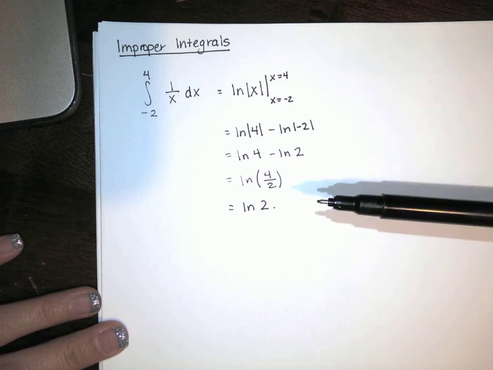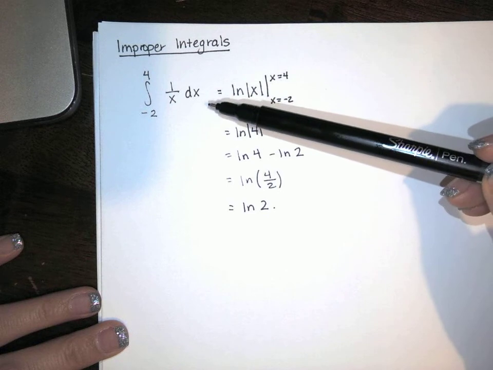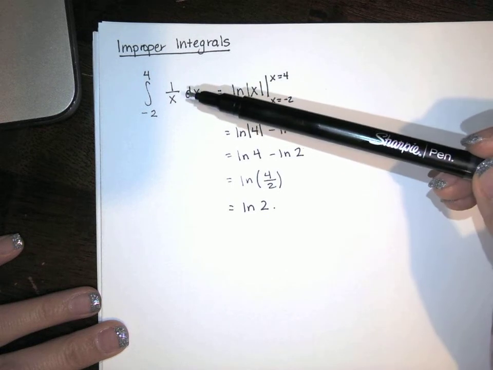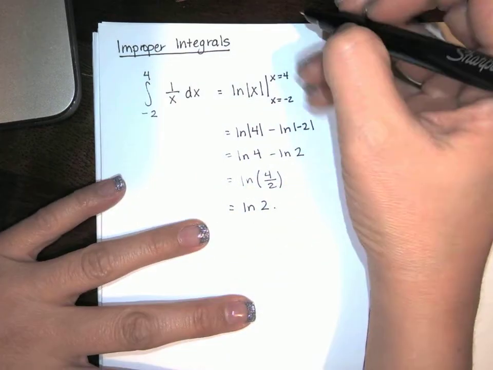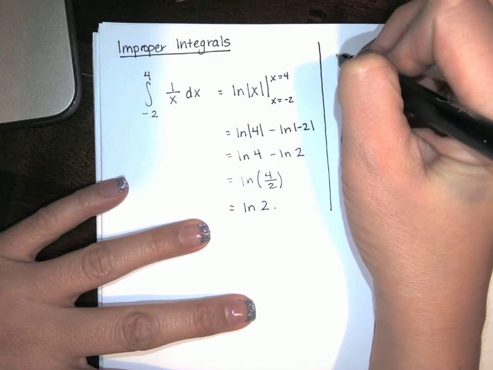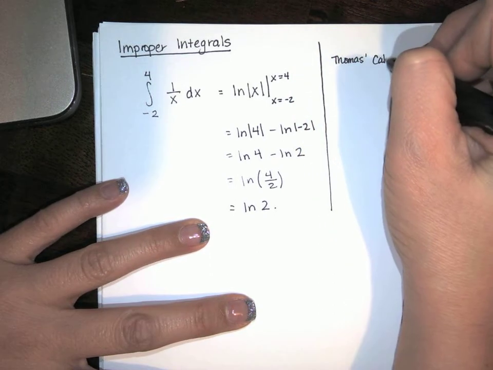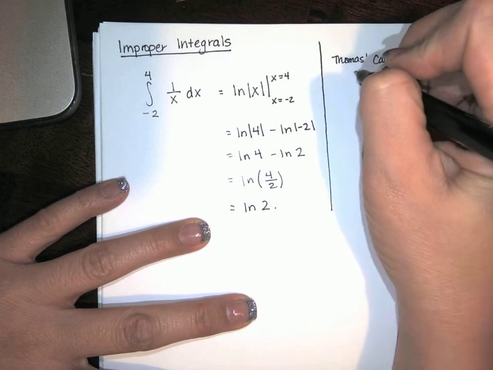The reason that it's wrong is that this is an improper integral. I can't apply the fundamental theorem of calculus this way because the fundamental theorem of calculus does not apply in this case. Now, in different textbooks it's stated slightly differently. In Thomas's Calculus, 13th edition.